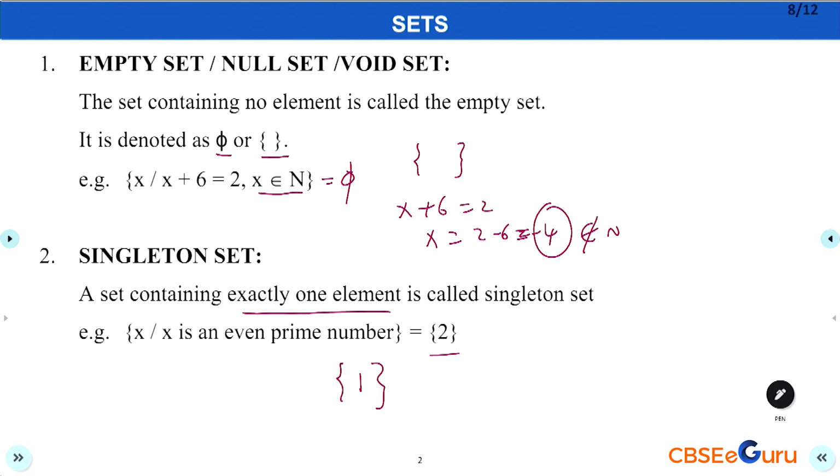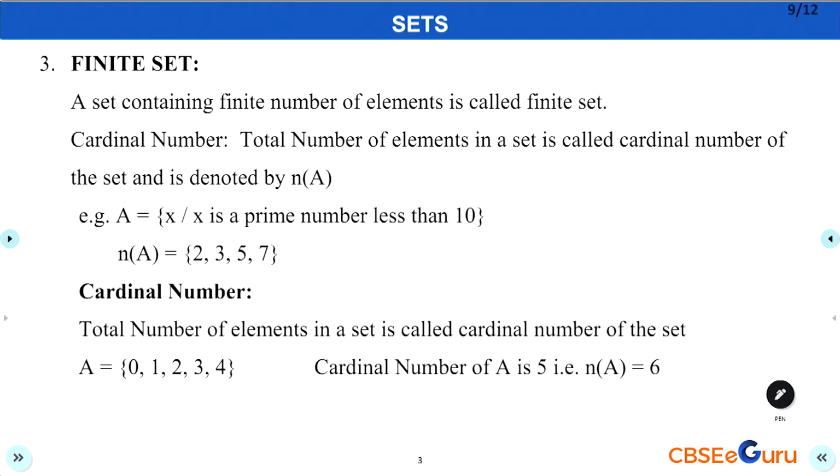What is empty set? What is singleton set? Third, finite set. A set containing a finite number of elements is called a finite set. And one important word in this: cardinal number. Total number of elements in a finite set is called the cardinal number of the set and is denoted by n of A.